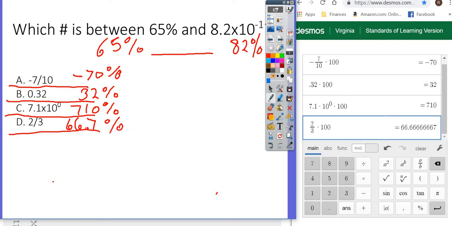So let's think about that. I need something between 65% and 82%. That takes the negative number out of the running. 32% is too small. 710% is too big. So that leaves us with 66.7% fitting between those two numbers. I'm going to keep saying it. Use percentages. It makes everything work out so much easier.